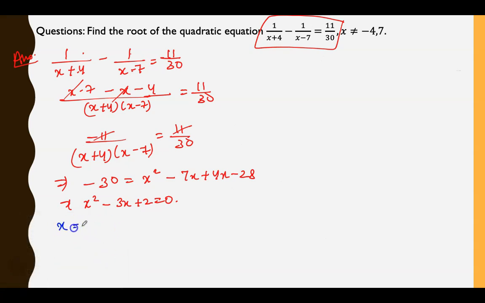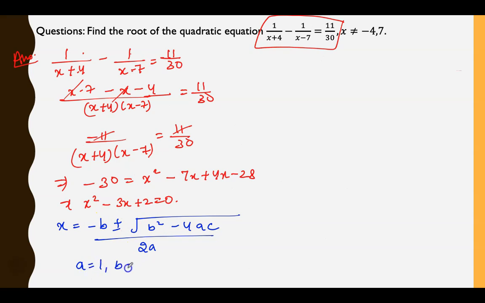What was my formula? x equals minus b plus minus root of b square minus 4ac upon 2a. Now start substituting your values. My a was 1, my b was minus 3, and my c was 2. I think my student must be excited that yes ma'am, we even remember the formula, that we have to obtain the values of a, b and c, and now we just have to substitute the values in this. Great.